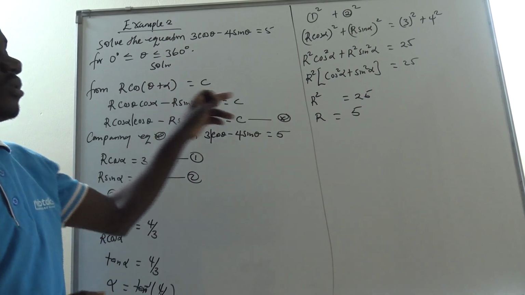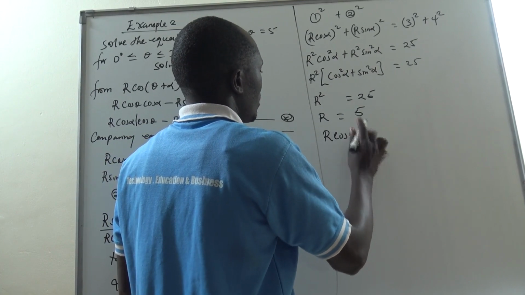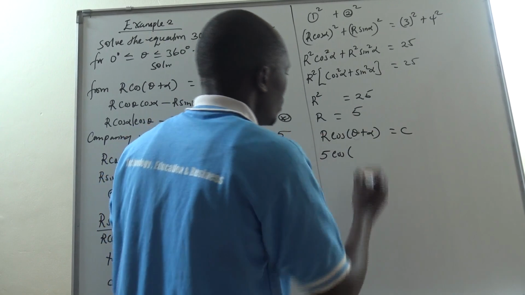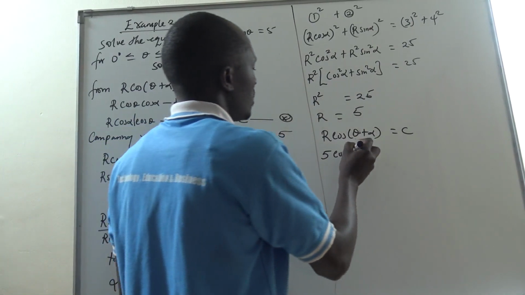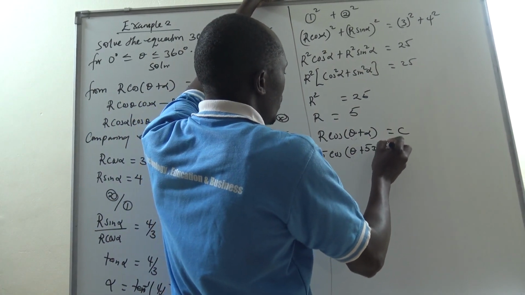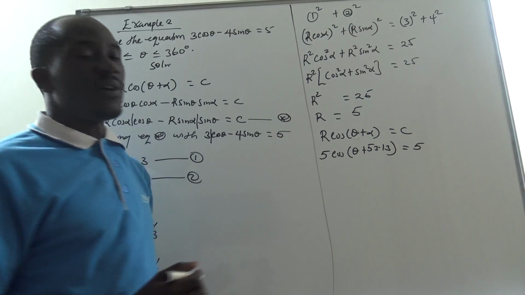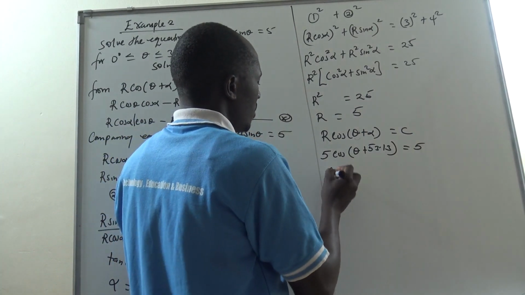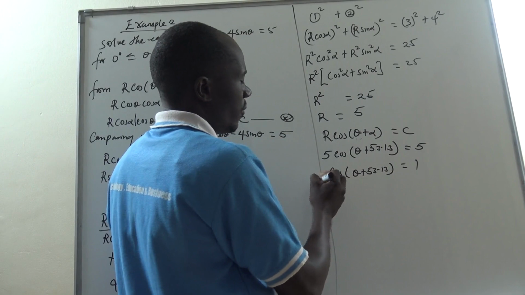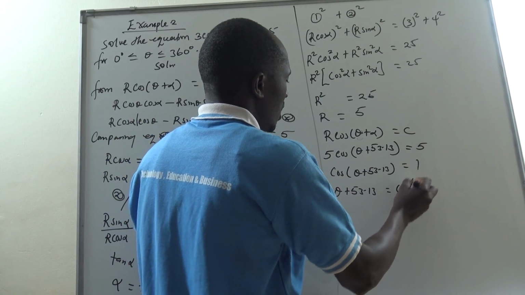Then we are free to substitute back in our expression, which was R cos into theta plus alpha equals C. We have got our R as 5, cos into theta plus alpha, alpha is already 53.13, equals our C, which is already 5. So dividing this by 5, we are remaining with cos into theta plus 53.13 equals 1. If I want to take the cos arc, I'm going to remain with theta plus 53.13 equals the cos arc of 1.